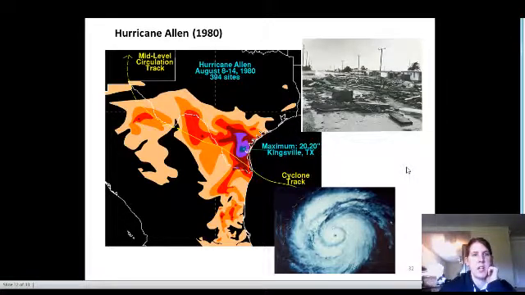This is showing the tracking of Hurricane Allen from 1980. So we had our cyclone track, and it moved through the Gulf of Mexico right here, impacted land right on the eastern coast of Texas. This is where we had our maximum storm event.